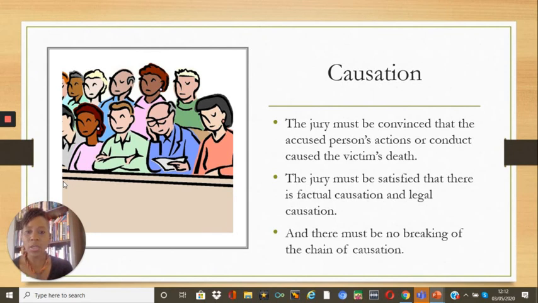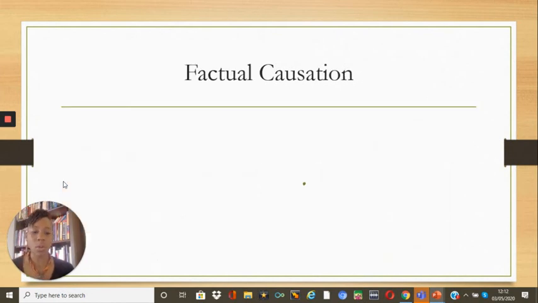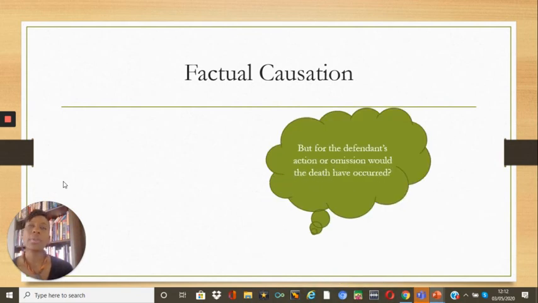The jury must be satisfied that there is factual causation and legal causation. And we will explore what factual causation and legal causation are a little bit later. The courts or the jury must also be clear or sure that there is no breaking of the chain of causation. And we'll see how the breaking of the chain of causation can occur later on. But let's look at factual causation.